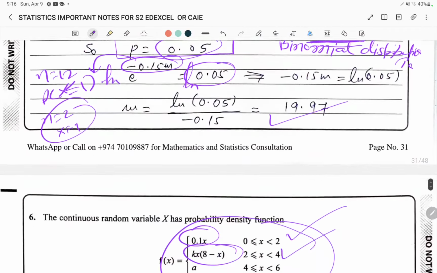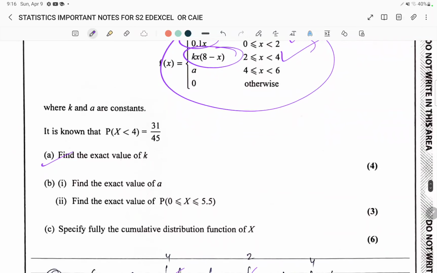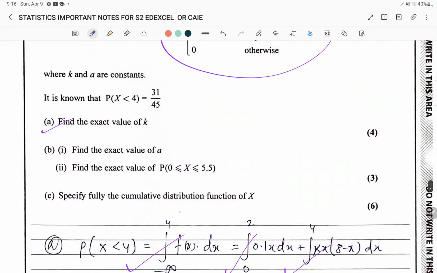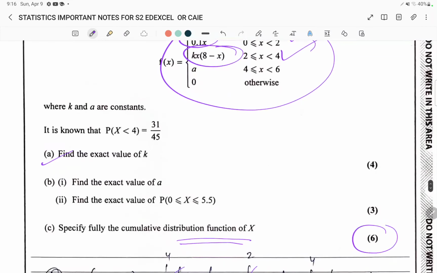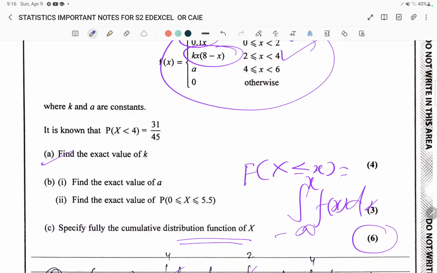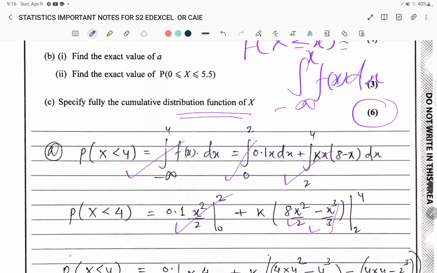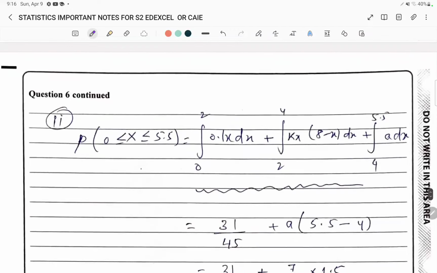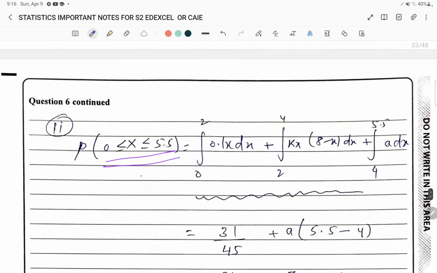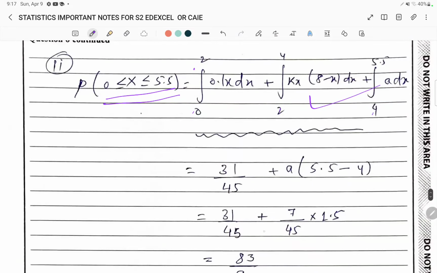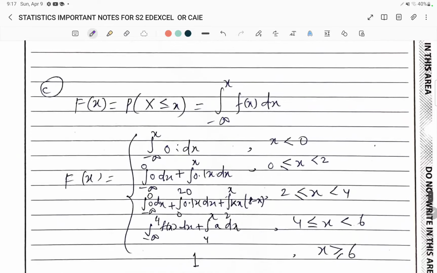So it's just a mathematics question. It's not a word problem, it's a simple one. Specify fully the cumulative distribution function. Yeah, this is a good problem. So you know that the cumulative distribution function F of x is the integral from minus infinity to x of f(x) dx. So simply we have to integrate, but we have to integrate in sections. So here, we need to find for 0 to 5.5, just integrate 0 to 2, 2 to 4, and then 4 to 5.5. That's it.